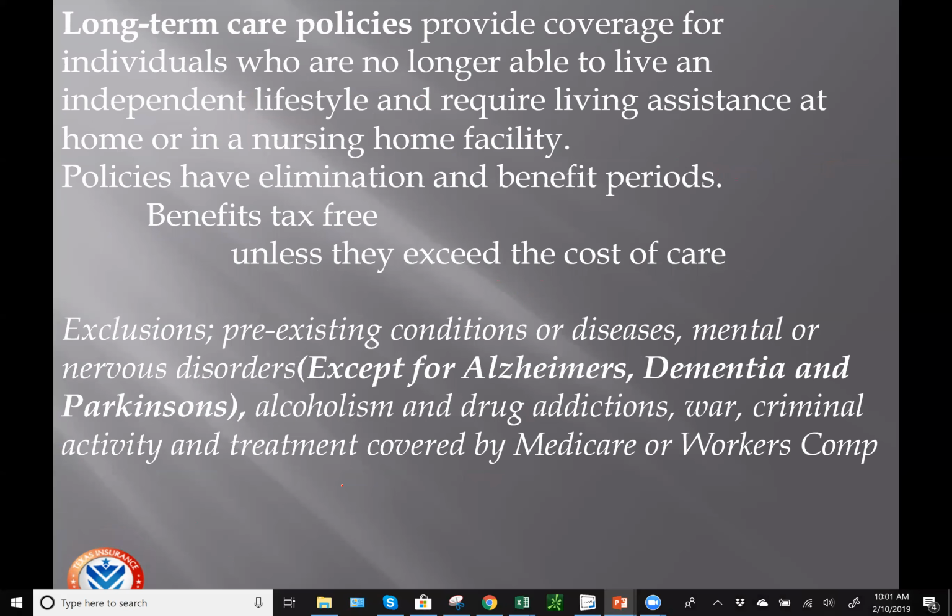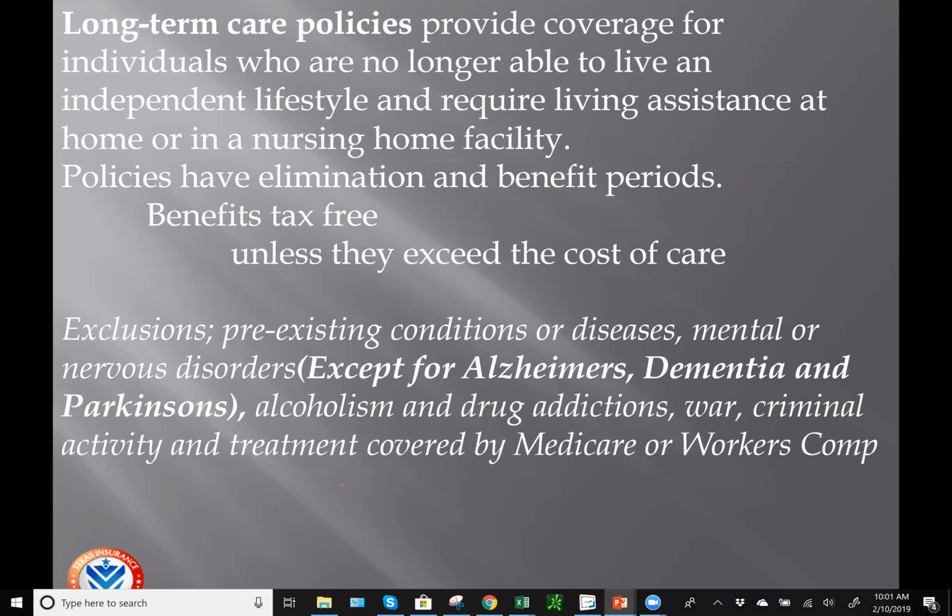Okay, now let's talk about long-term care policies. So long-term care policies provide coverage for individuals who are no longer able to live an independent lifestyle and require living assistance at home or in a nursing facility. When you purchase a long-term care policy, it's like purchasing a disability policy in that there will be an elimination period and a benefit period.